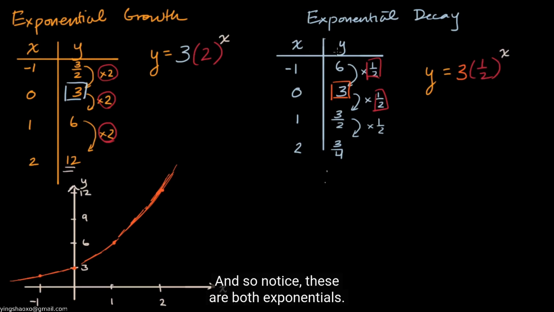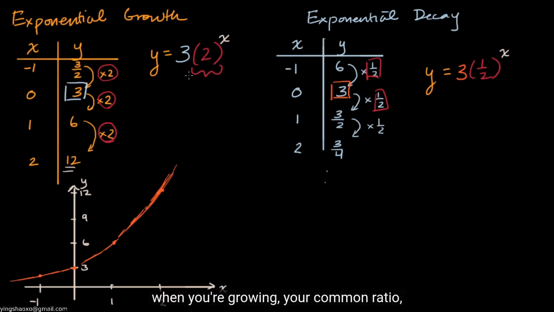And so notice, these are both exponentials. We have some, you could say, y-intercept or initial value, and it's being multiplied by some common ratio to the power x. But notice, when you're growing, our common ratio, and it actually turns out to be a general idea, when you're growing, the absolute value of your common ratio is going to be greater than 1. Let me write it then. So the absolute value of 2 in this case is greater than 1.